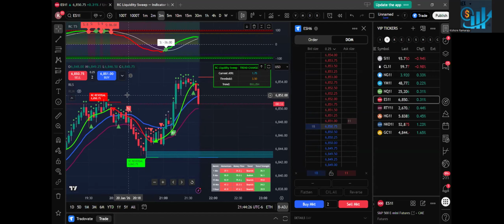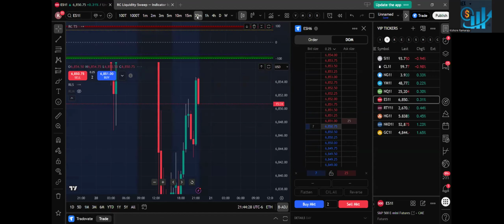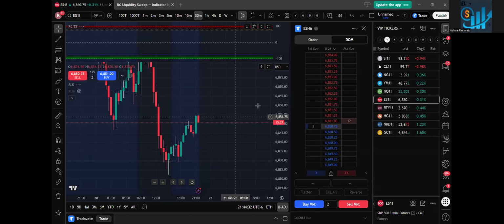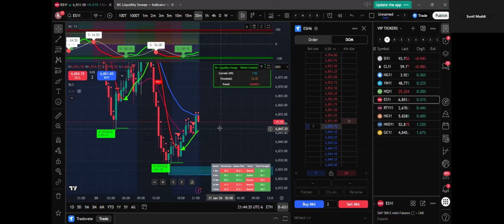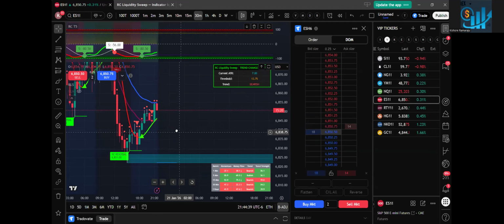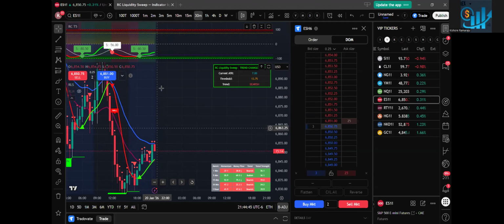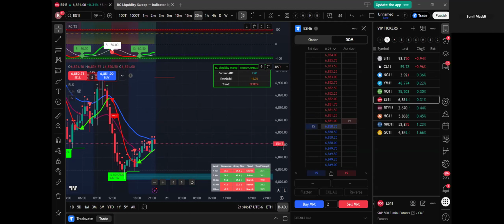You can always start with 30 minutes here, because sometimes even looking at RLS, we can trade 30 minutes. So here in 30 minutes you got a bullish reversal. Yes. So that means there is a high possibility for price to go up further tomorrow. But in the table there, the trend is still bearish. The threshold is 13.75, current ATR is 7.